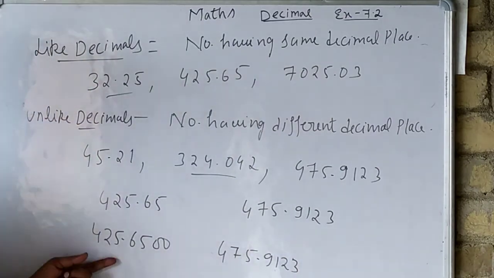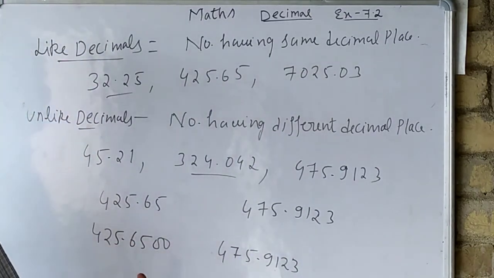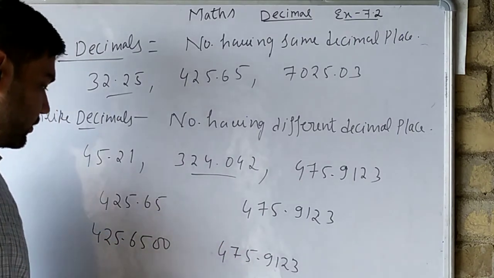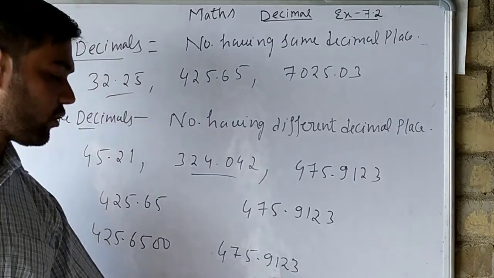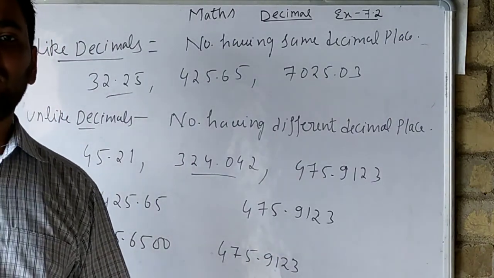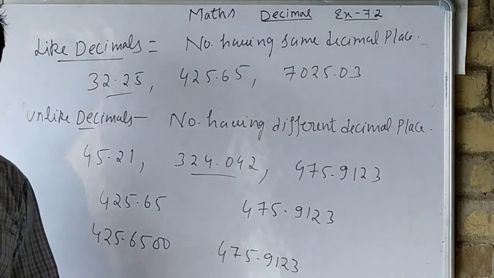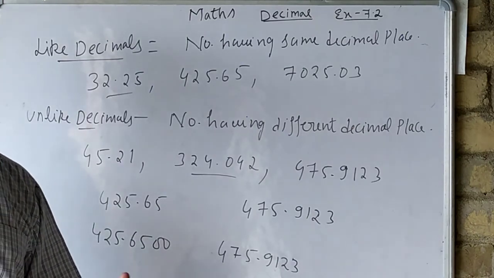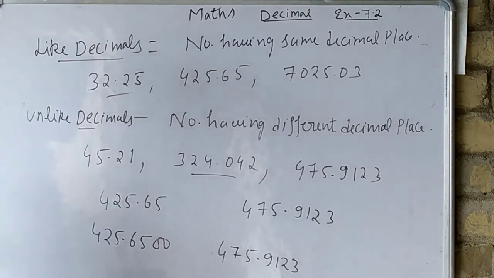So now both are like decimals. Why? Because we have placed 00 in this part. Now this also has 4 decimal places, and this also has 4 decimal places. This is the way of converting unlike to like decimals. And after the decimal, when we place 0, it will not be counted. This is just to make them like decimals.